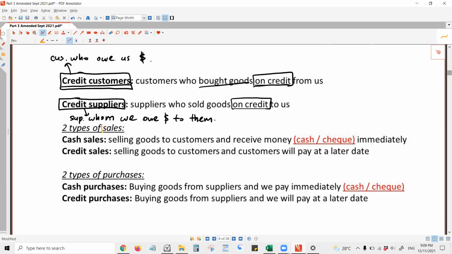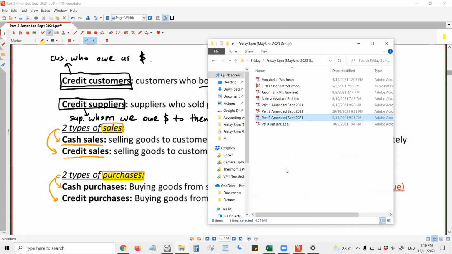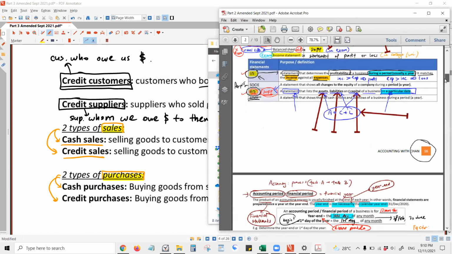I want you to understand what is cash sales and what is credit sales. There are two types of sales. One is known as cash sales, and another is credit sales. There are also two types of purchases: cash purchases and credit purchases. First and foremost, recall where you learned these two words with me: sales and purchases. Where did you learn these two words? From part 2. Don't simply think of sales as selling. It's not as simple as selling. Purchases is also not as simple as buying. These two are technical terms in accounting. Their meanings are from part 2.